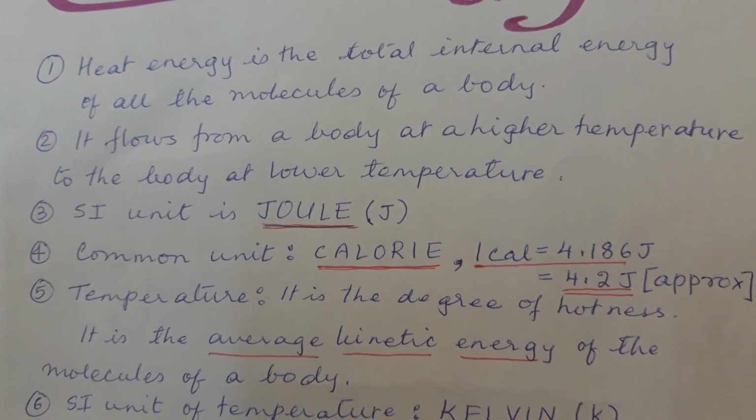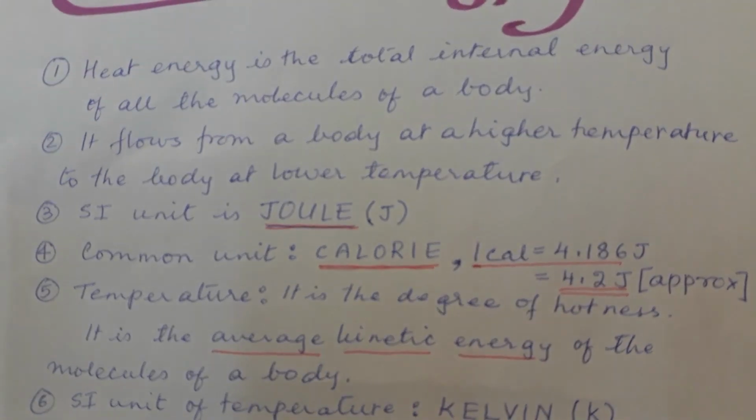Number 4. Common unit, calorie, and 1 calorie is equal to 4.186 joule, which is approximately 4.2 joules, and this is important for our conversion factor. We need to know even the definition of 1 calorie. 1 calorie is the amount of heat required to raise the temperature of 1 kg of pure water from 14.5 degrees C to 15.5 degrees C.